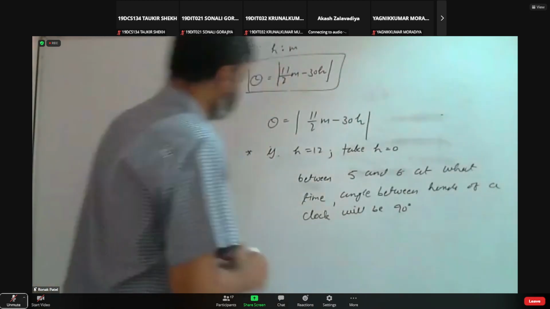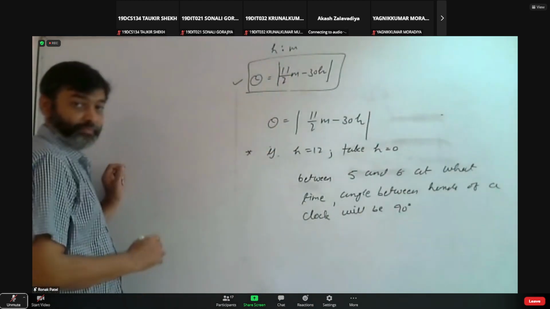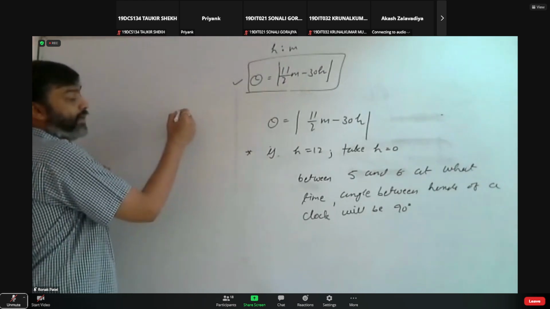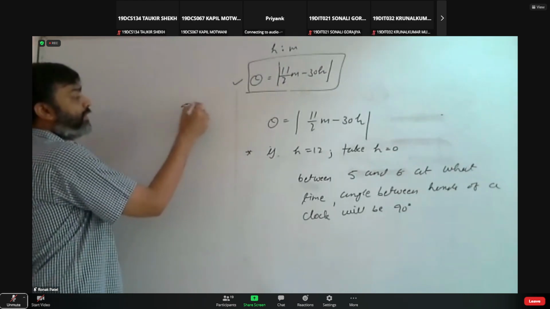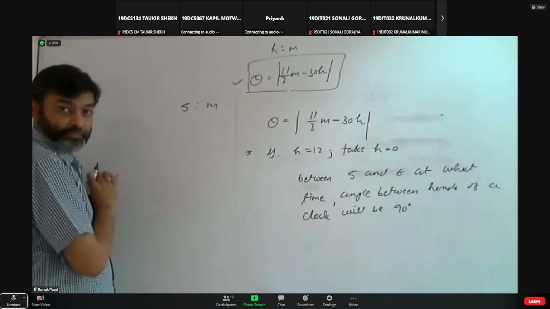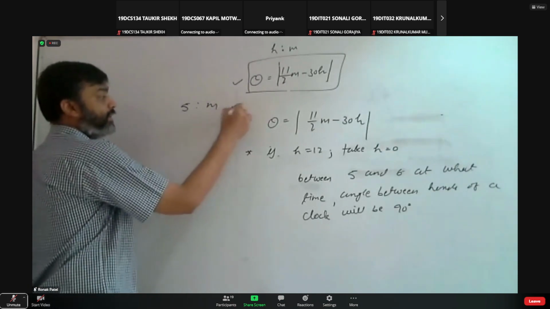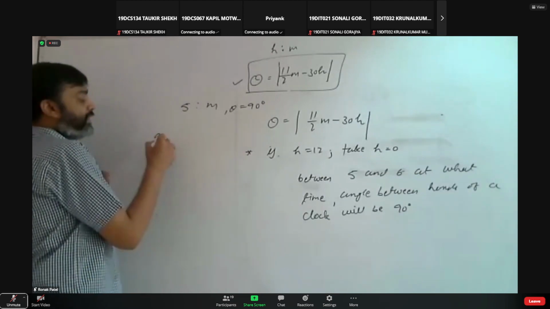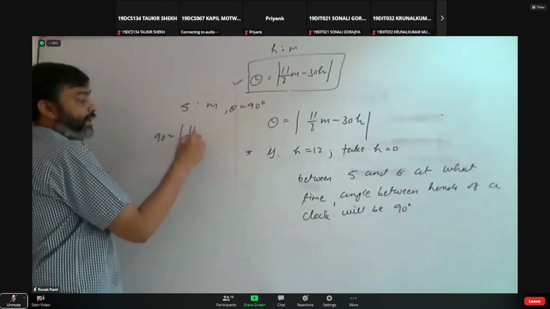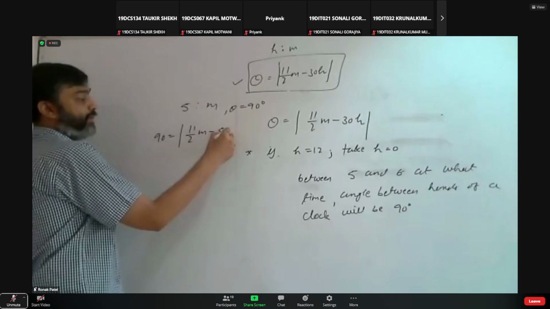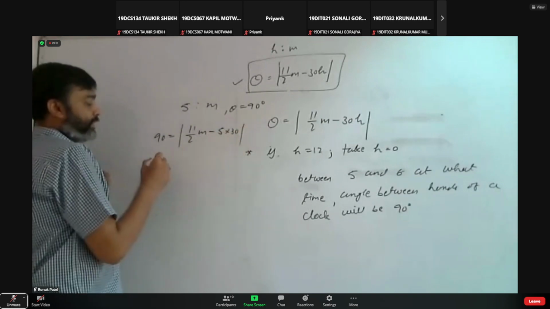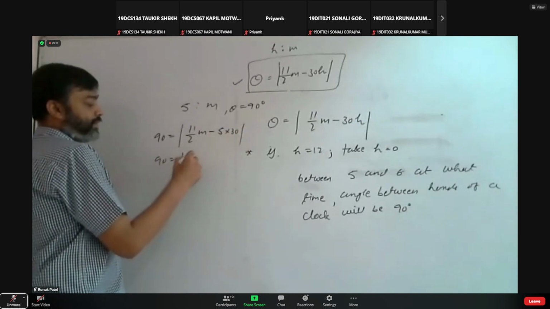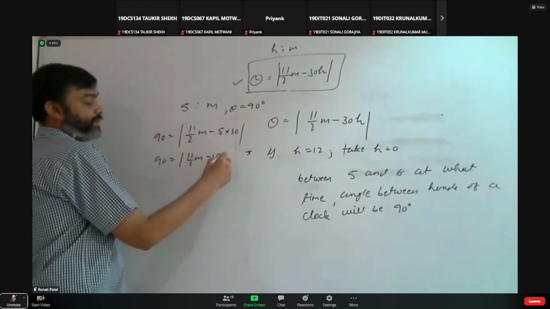So I'll tell you how to solve this. I'll still use this equation. Here, the time is between 5 and 6, which means 5 is fixed and the minutes I don't know. And you are given theta equal to 90. So I solve this sum using the same equation, where theta equals 90, equal to 11 by 2 m minus 30 times 5. So 90 equals 11 by 2 m minus 150.